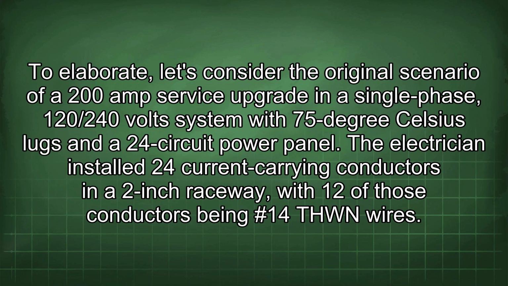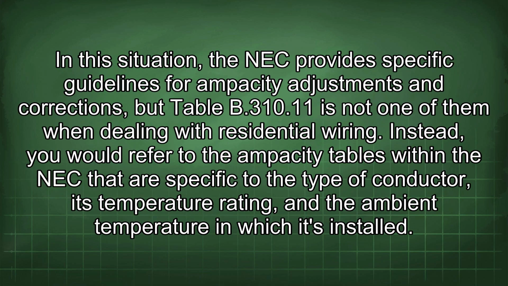To elaborate, let's consider the original scenario of a 200 amp service upgrade in a single phase, 120/240 volt system with 75 degrees Celsius lugs and a 24 circuit power panel. The electrician installed 24 current carrying conductors in a 2-inch raceway, with 12 of those conductors being #14 THWN wires. In this situation, the NEC provides specific guidelines for ampacity adjustments and corrections, but Table B.310.11 is not one of them when dealing with residential wiring.